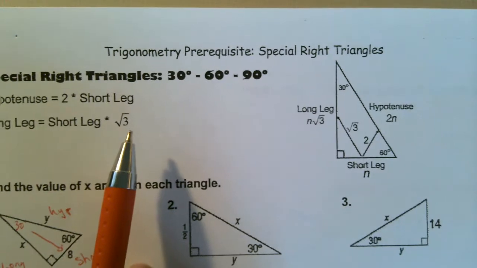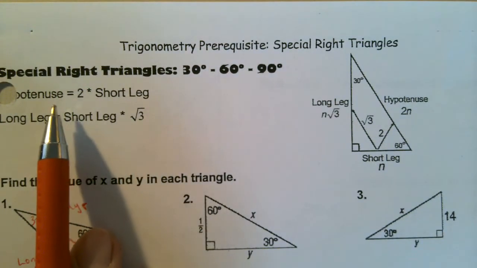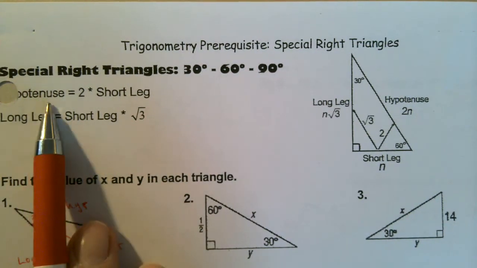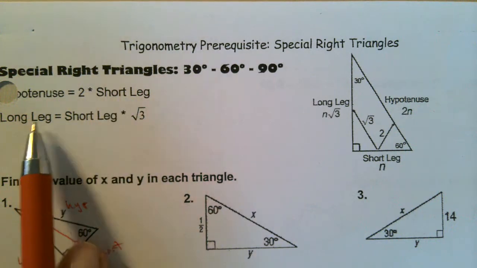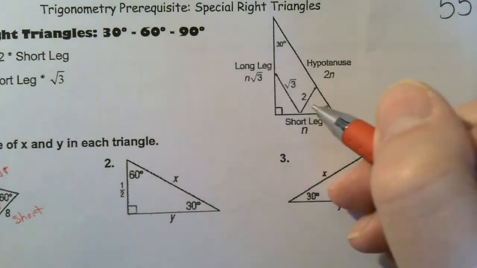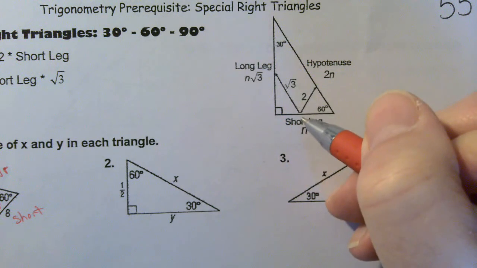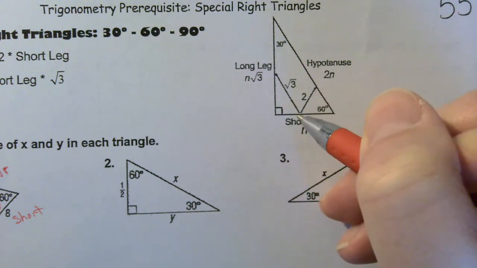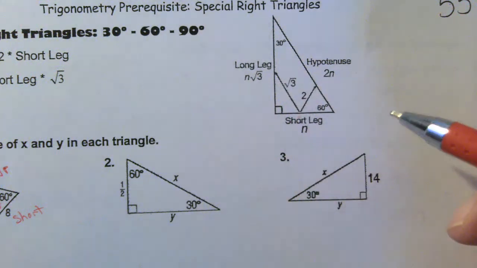I guess I totally skipped over this, but on the front, they're showing you the rules. If you have the hypotenuse, it's twice the short leg. The long leg is the short leg times the square root of 3. And they have this picture. And again, these are arrows. It's not that the triangle's cut off. It's saying short leg times 2, short leg times the square root of 3.